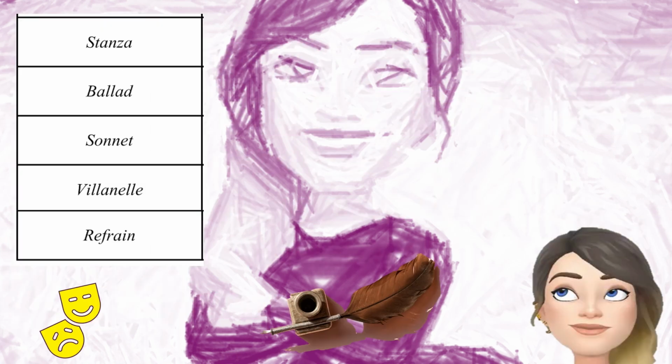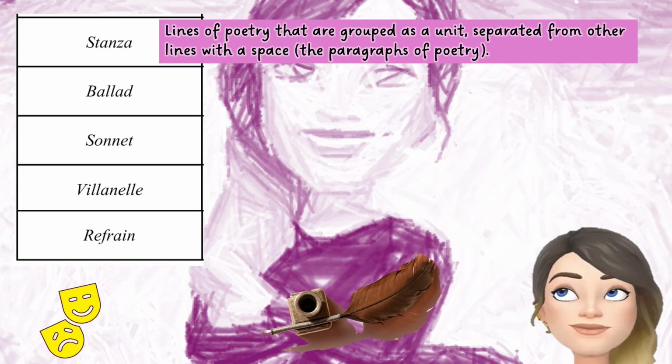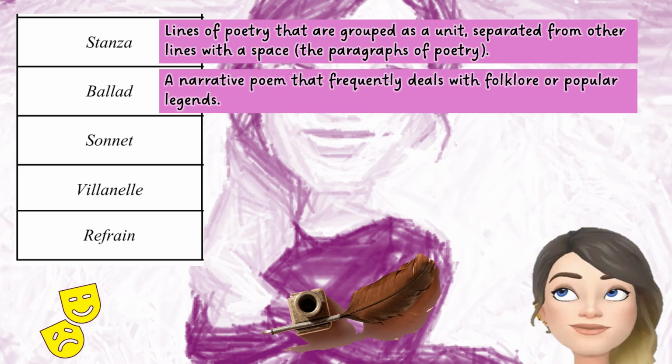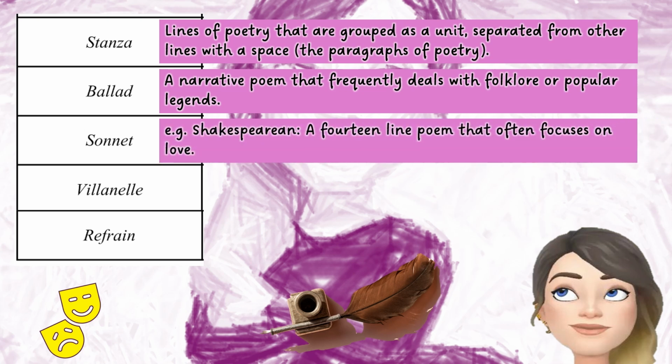Which is the first piece of terminology on this slide. So a stanza, as I've said, is lines of poetry that are grouped as a unit, separated from other lines with a space, the paragraphs of poetry. Ballad. A ballad is a narrative poem that frequently deals with folklore or popular legends. So it's a story in a song. A sonnet, for example, a Shakespearean sonnet. A sonnet is a 14-line poem that often focuses on love or a deep emotion.